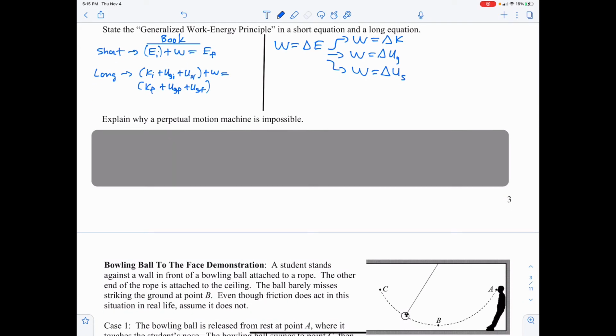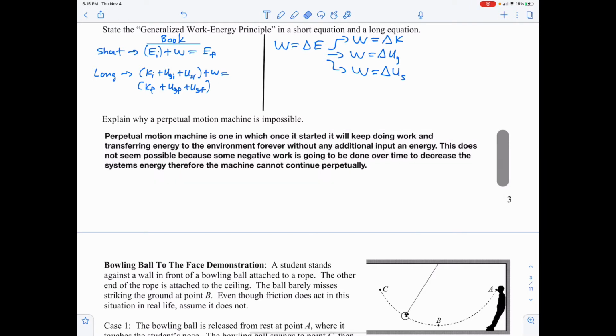Explain why a perpetual motion machine is impossible. Well, a perpetual motion machine is one in which, once it's started, it will keep doing work and transferring energy to the environment forever without any additional input of energy. It's something that just keeps on going with no more fuel, basically.